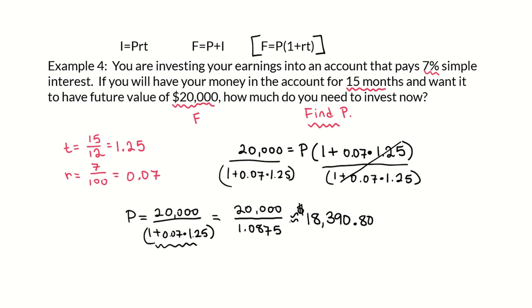So that means that in order to have $20,000 after 15 months with this interest rate, we would need to invest $18,390 from the start.